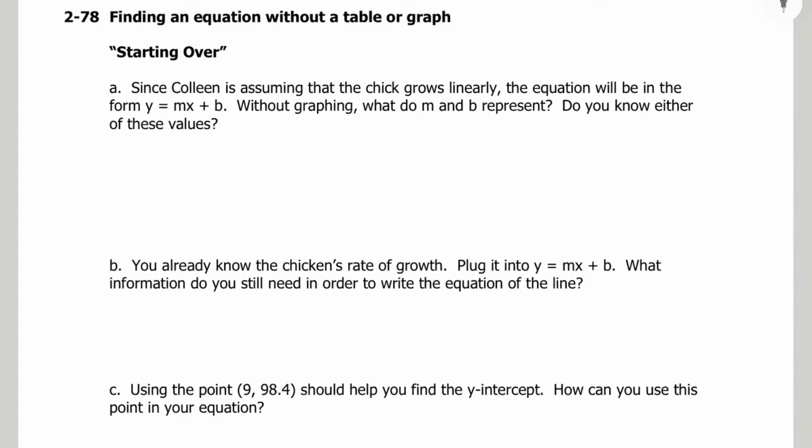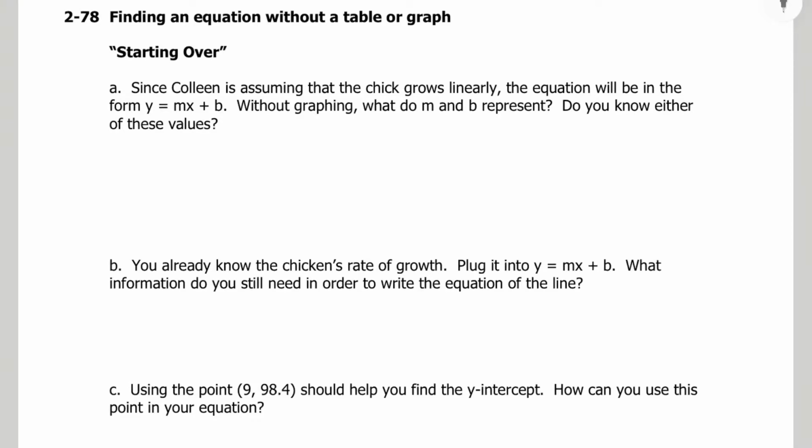All right, so once you finish that, move on, and we are going to look at what if we were finding the equation without a table or graph. So it says starting over. So like we're kind of ignoring all the things that we just did. Part A says, since Colleen is assuming that the chick grows linearly, so as a line, the growth is the same each day, the equation will be in the form y equals mx plus b. Without graphing, what do m and b represent? Do you know either of the values?